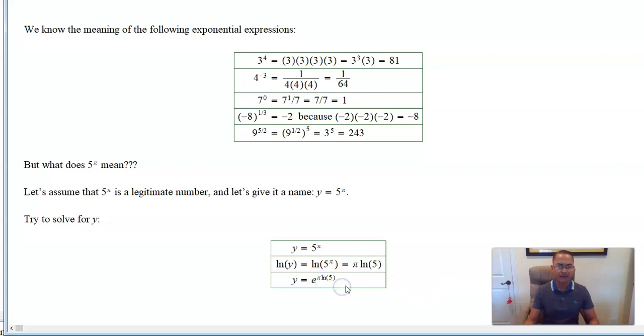So we took a few liberties here. Why does 5 to the pi even make any sense? But if it does, then we can take the ln of both sides. We can drop the exponent. Does that even work? Didn't we say that the exponent has to be a rational number? So that's another liberty that we took there. Then we can compute that and it will be the exponent of e.